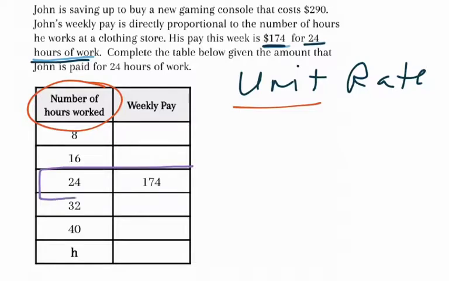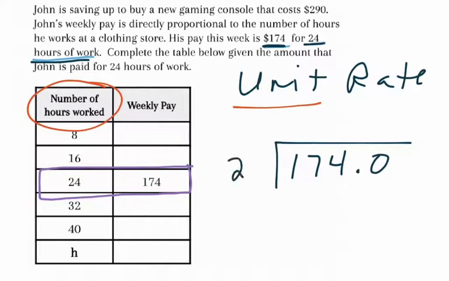Well, we're going to take this information that we have in the table. He makes $174 for 24 hours of work. We can take that $174 and make it 174.0, and divide by 24. You could do it out on paper, or you could plug it into a calculator. And when you divide, he gets $7.25, which is not a lot of money. John needs a raise here. But he's getting $7.25 per hour.